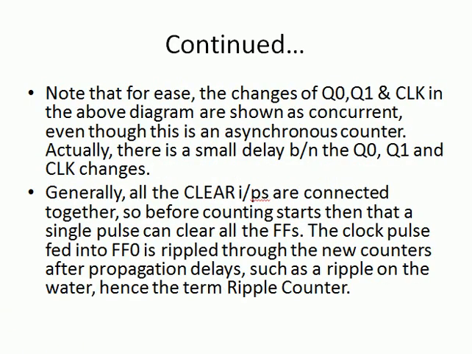Now note that the changes of Q0, Q1 and the clock in the above diagram are shown as concurrent, even though this is an asynchronous counter. Actually there is a small delay between the Q0, Q1 and clock changes. Generally all the clear inputs are connected together, so that before counting starts a single pulse can clear all the flip-flops. The clock pulse fed into flip-flop FF0 is rippled through the counter after propagation delays, like ripples on water, hence the term ripple counter. That's why we say it's a ripple counter.